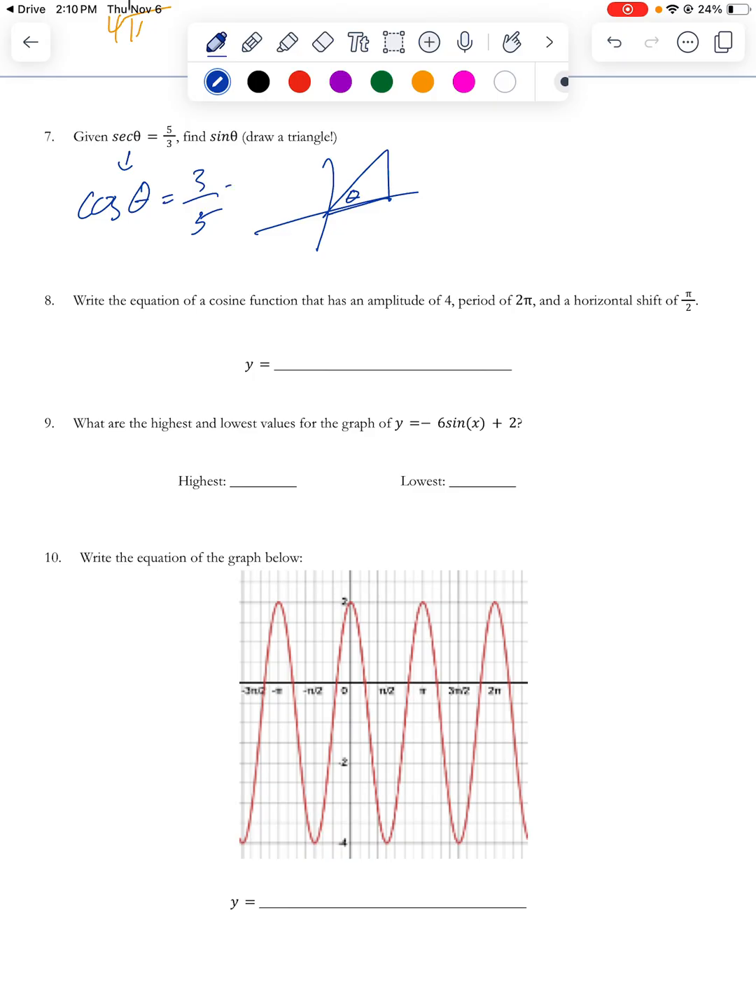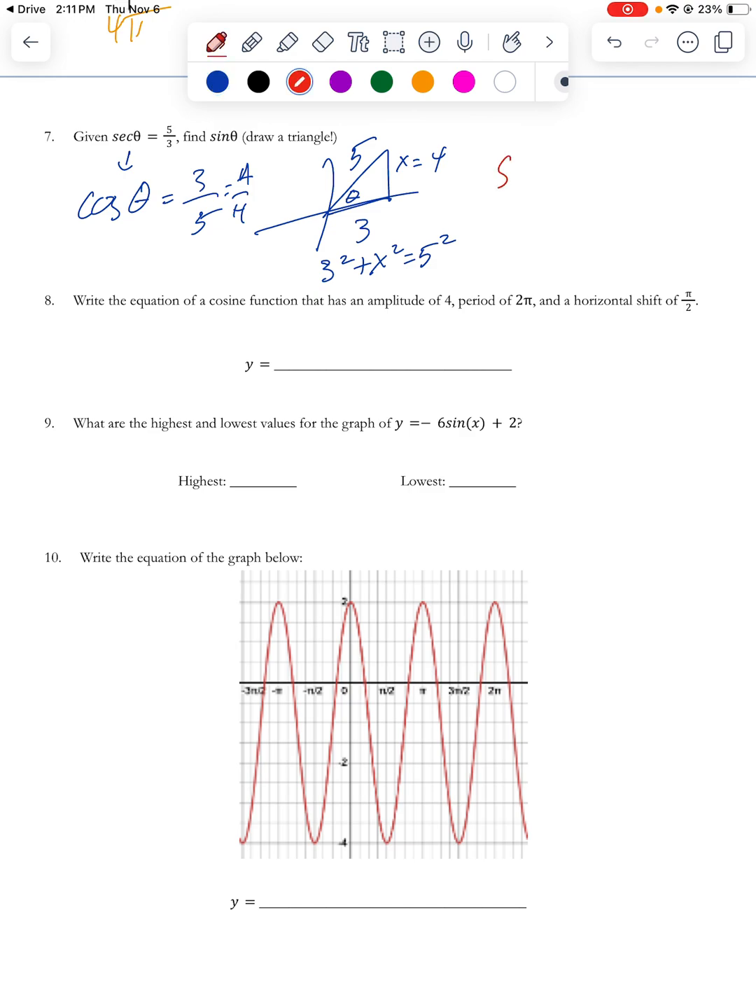Here's my theta. Remember, cosine is A/h, so my adjacent is 3. My hypotenuse is 5. Well, what's the third side? It has to be 4. How did I know that? I can use the Pythagorean theorem, but 3, 4, 5 is always a triangle.